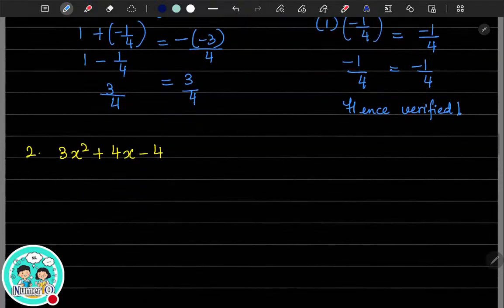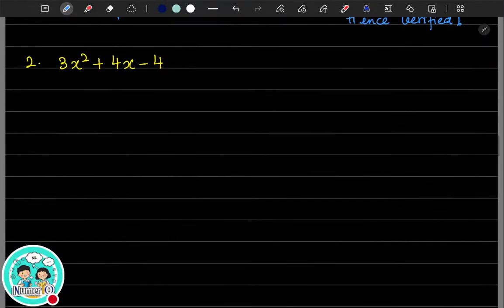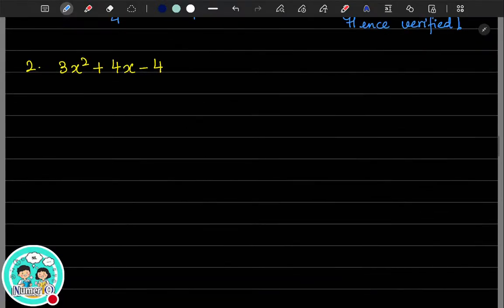So similarly, let's do the second question. You are given a quadratic polynomial, and let us compare it with the standard form of the quadratic polynomial. So your a is 3, your b is 4, your c is minus 4. And in order to find the zeros, you have to equate the polynomial to 0. Right? So let us equate it to 0. So 3x square plus 4x minus 4 equal to 0.